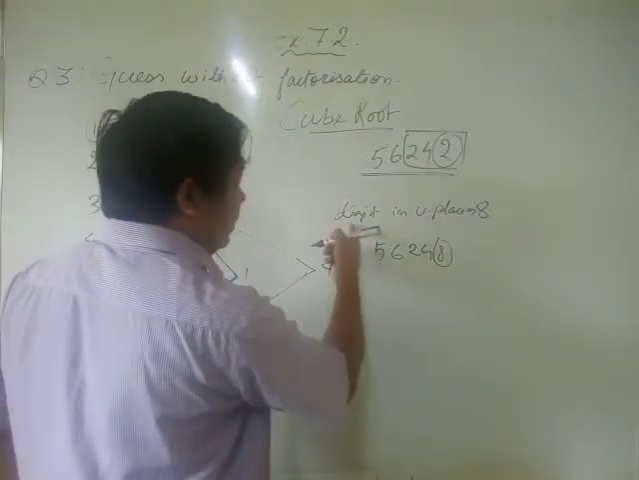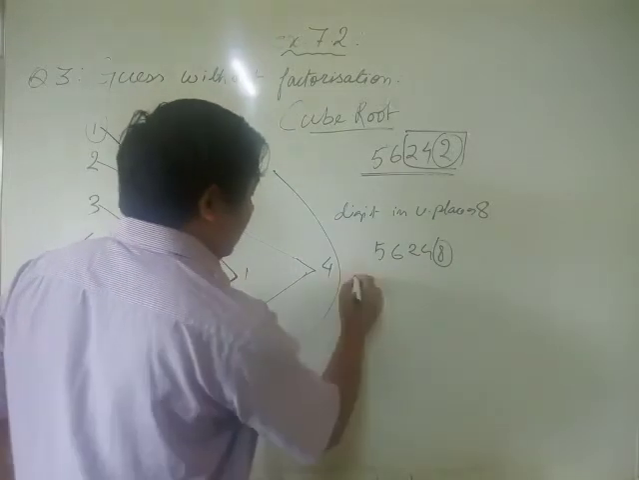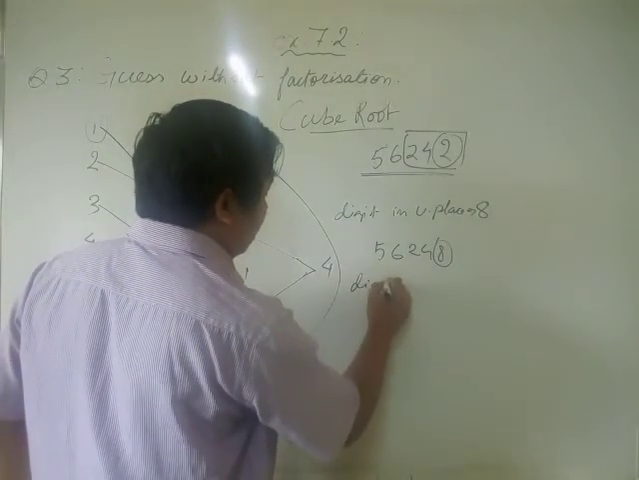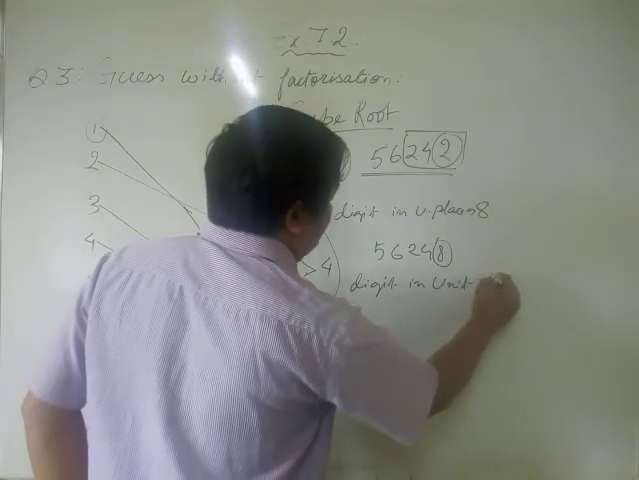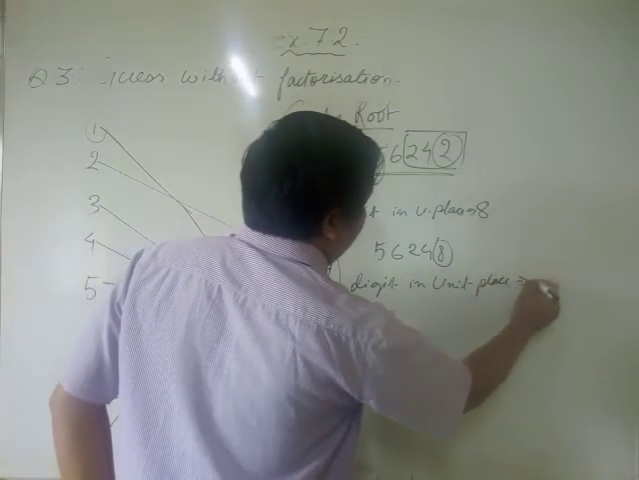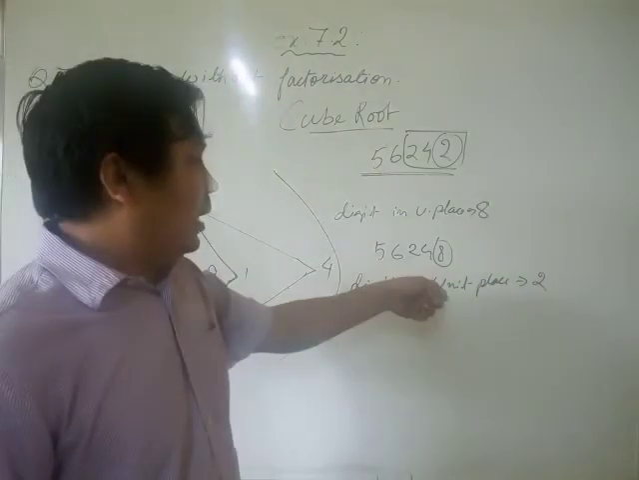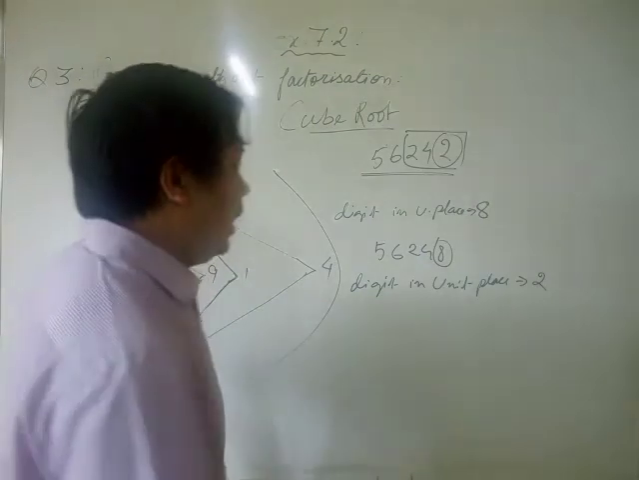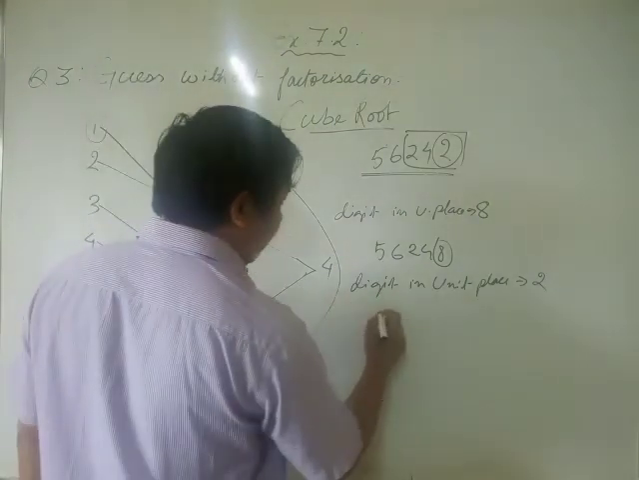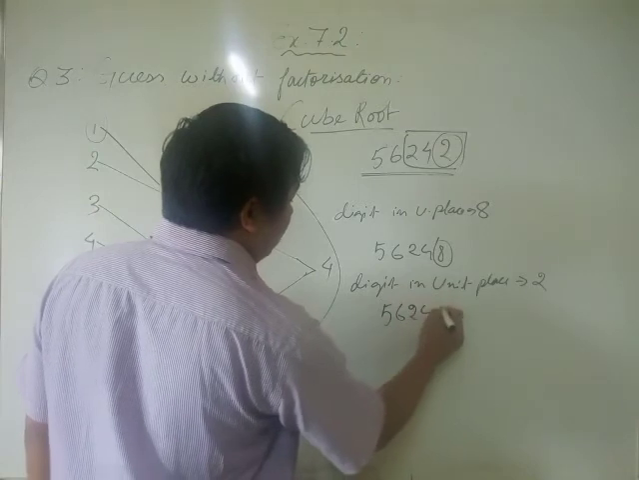Then the digit in the unit place will be 2 if it is 8. Okay, if it is 8, then 2. Again, I'm just taking some more examples. For example, 5, 6, 2, 4, 7.